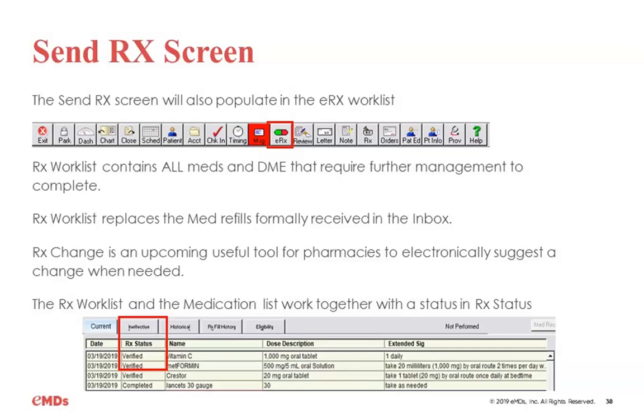We also have, right down below, the work list and the medication list working together with the status of the Rx status information that pulls through. So in your medication window, we have an Rx status here: verified, completed, and so forth. What pulls into the work list is the incomplete, which I've broken down for you so you can understand that better.